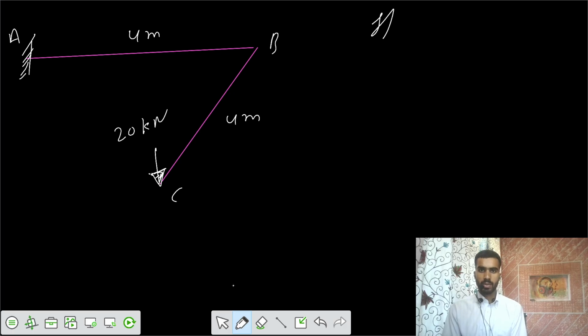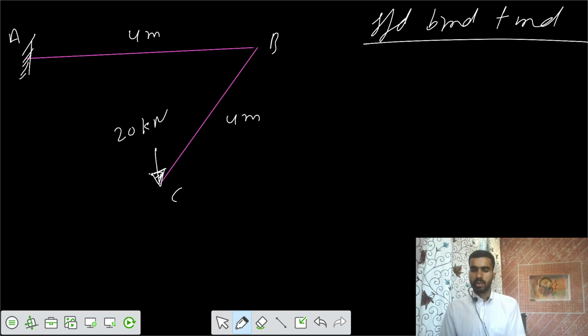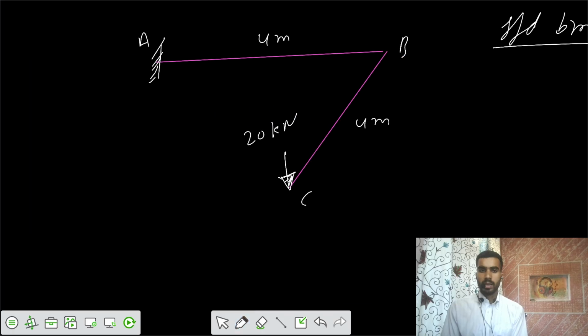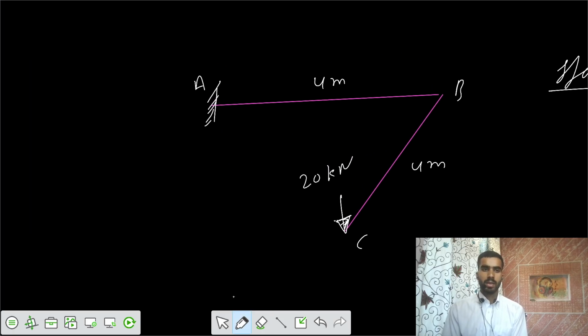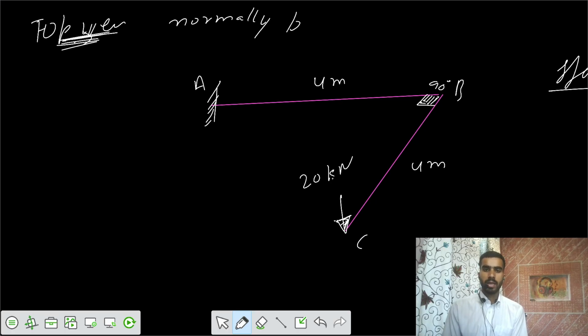You need to draw the SFD, BMD, TMD, those three. And see, this plane BC, you are looking from the horizontal view, so this is from the top view. This angle here is 90 degrees. So this is a horizontal beam projecting normally, in the Z direction. So this is X, this is Y, and this is Z.